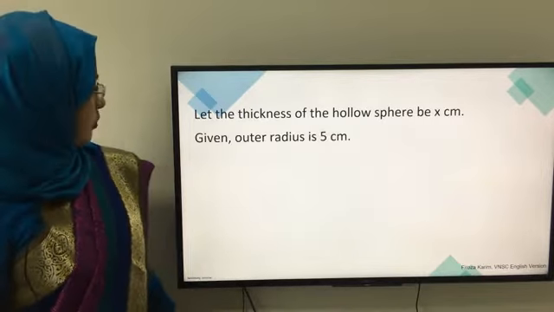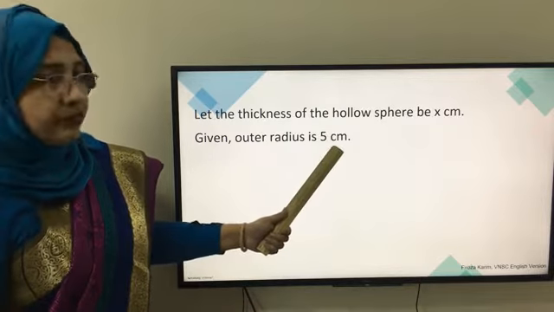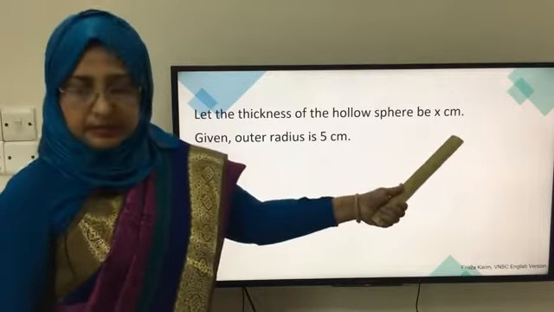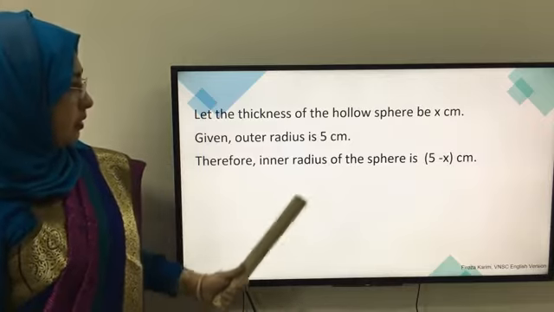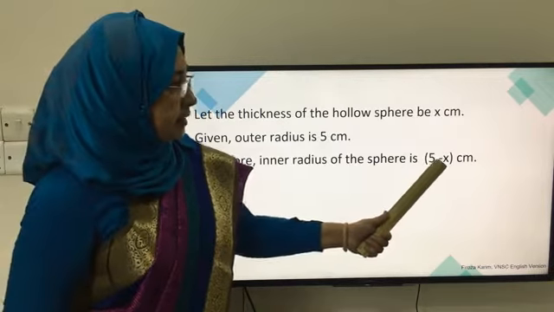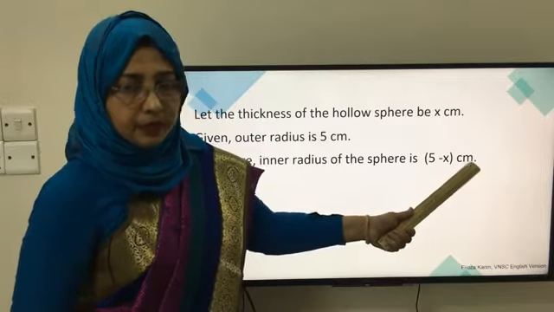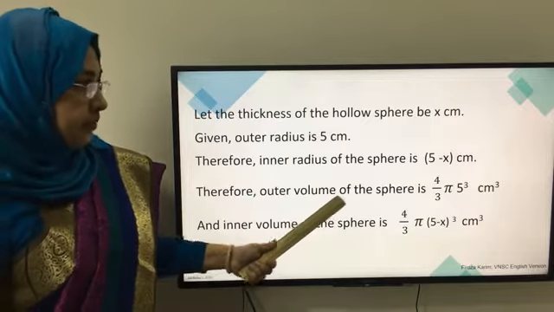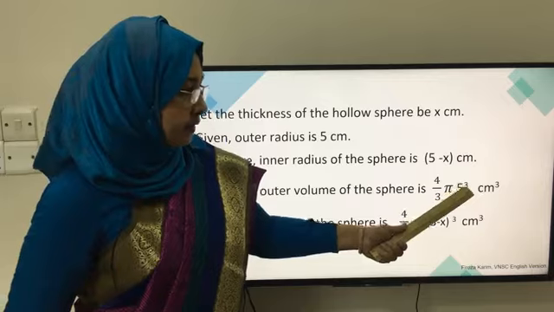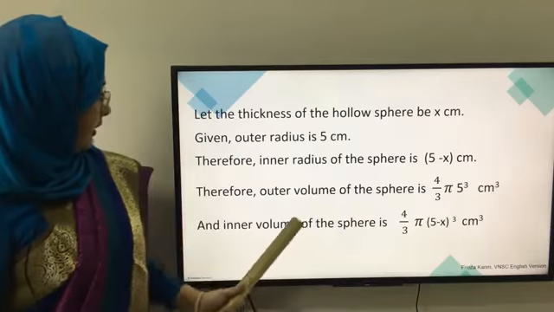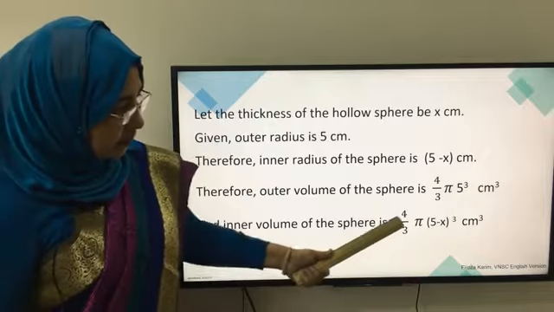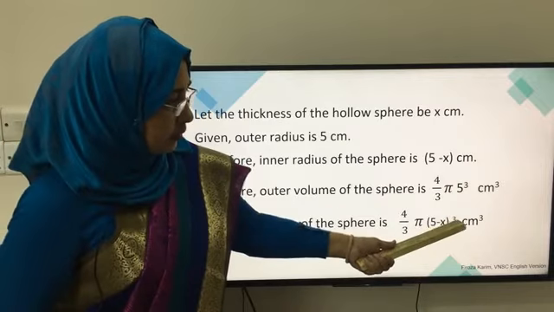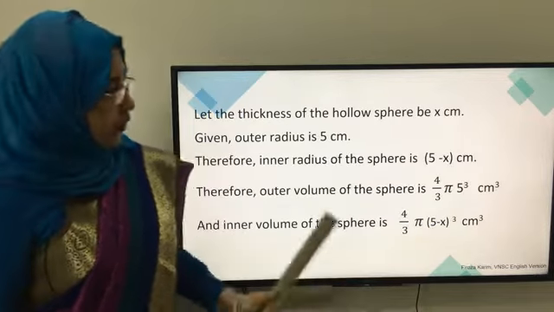Okay, the outer radius is 5 centimeter. Then what should be the inner radius? Yes, of course, the inner radius should be 5 minus x centimeter, isn't it? Inner radius of the hollow sphere is 5 minus x centimeter. Okay, therefore the outer volume of this sphere will be 4 by 3 pi 5 cubed, and the inner volume of the sphere will be 4 by 3 pi, you have to use the inner radius, 5 minus x whole cubed.